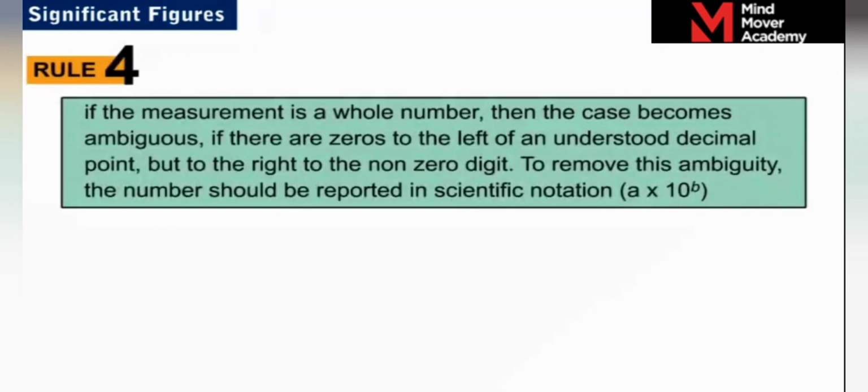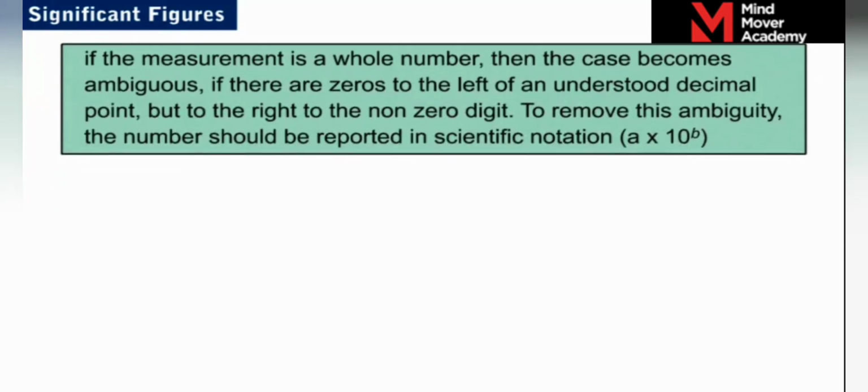The fourth rule states that if the measurement is a whole number, then the case becomes ambiguous if there are zeros to the left of an understood decimal point, but to the right of the non-zero digit. To remove this ambiguity, the number should be reported in scientific notation, that is, a into 10 raised to the power b.